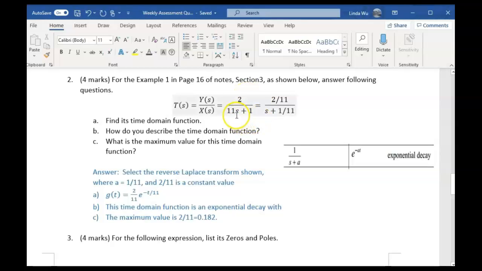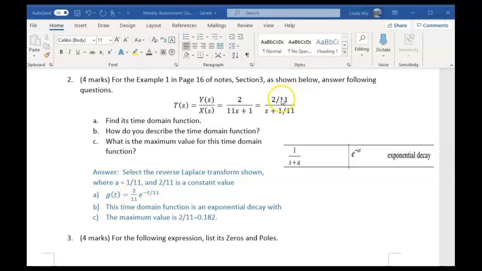So we divide by 11, which gives us s, and 1 divided by 11 is 1 over 11, and this 2 over 11 is 2 divided by 11. This is our expression. We only have 1 on the top, so 2 divided by 11 we see as a constant. So here a is 1 over 11. That's our a's value.